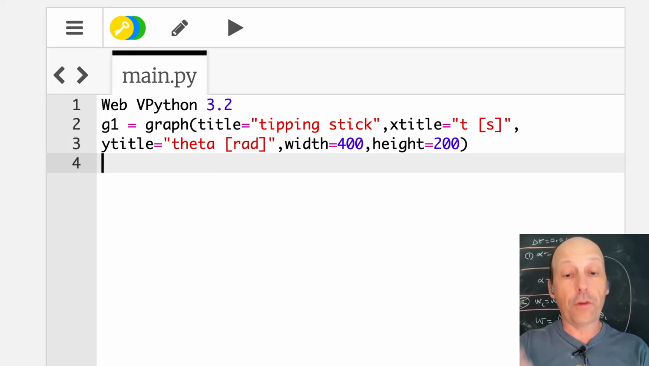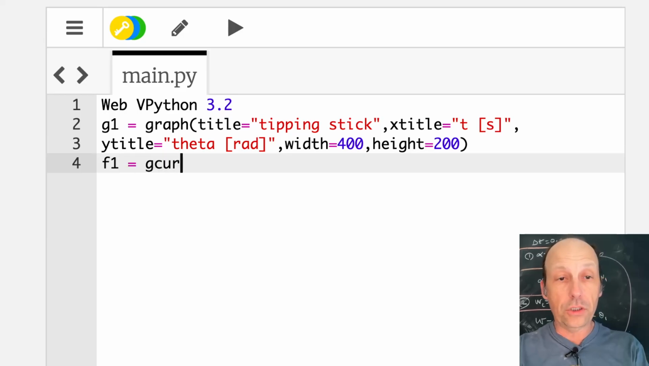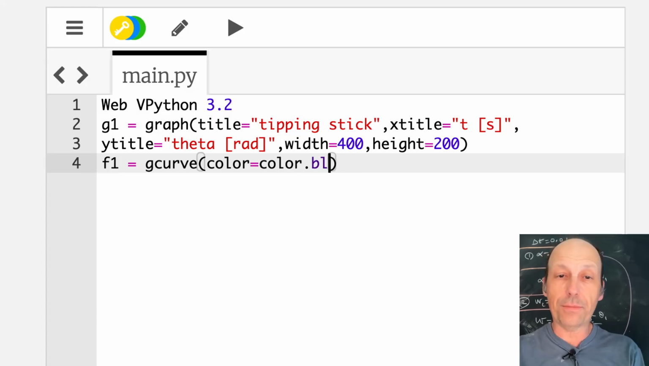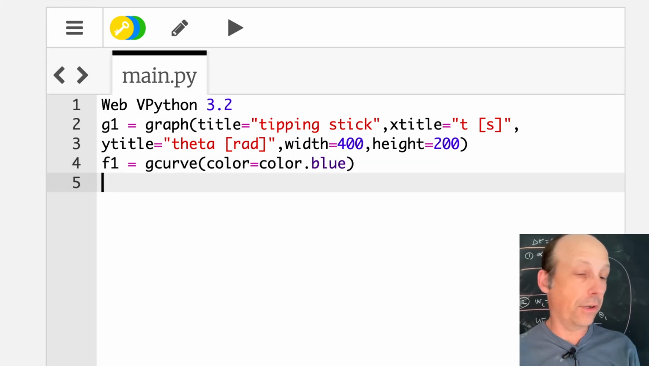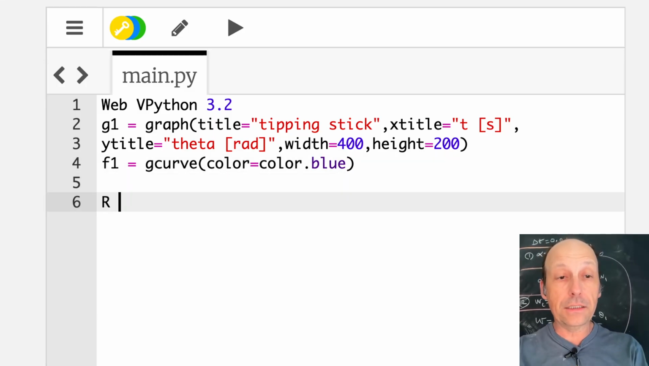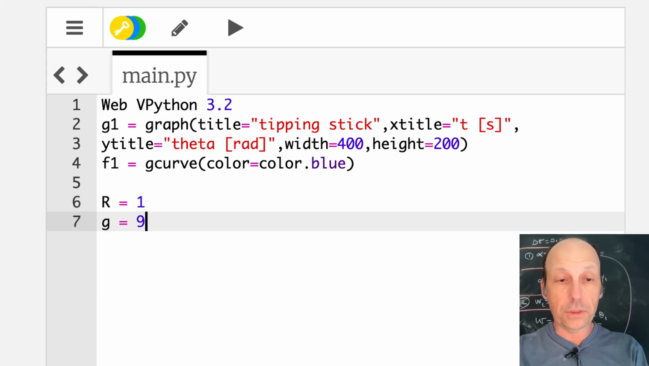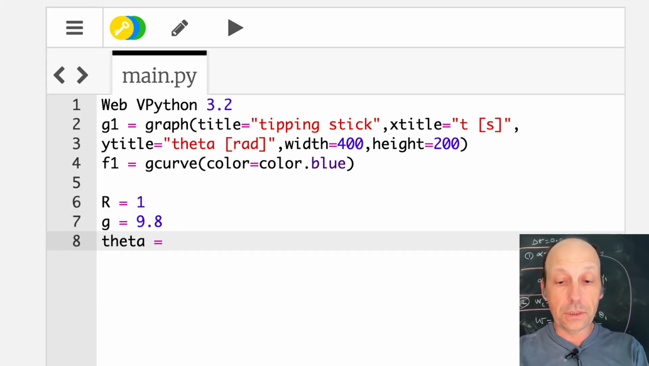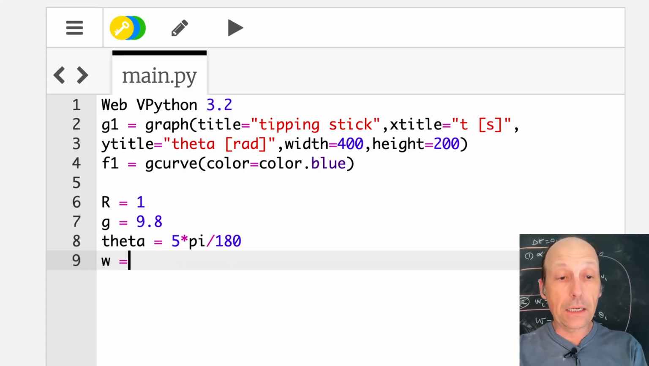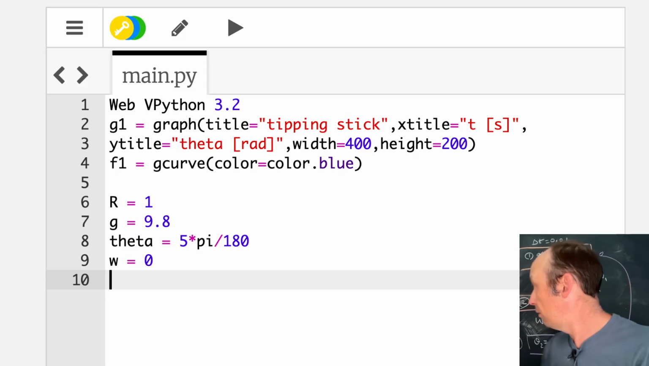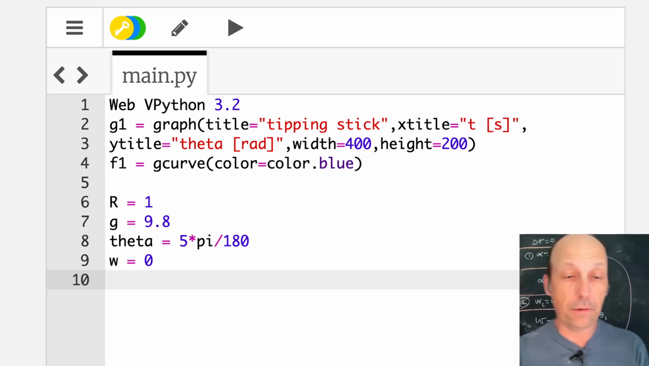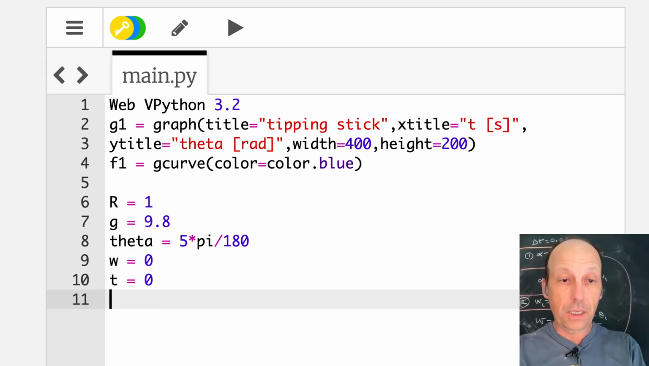Now I'm going to need a curve to plot. f1 equals gcurve, color equals color.blue. This is all live. There you go. Now I'm going to need my constants. r equals 1, g equals 9.8, theta equals 5 times pi over 180. Omega, I'm just using w, is 0. Yep, that's it. I got it all. Okay, t equals 0, dt equals 0.01.